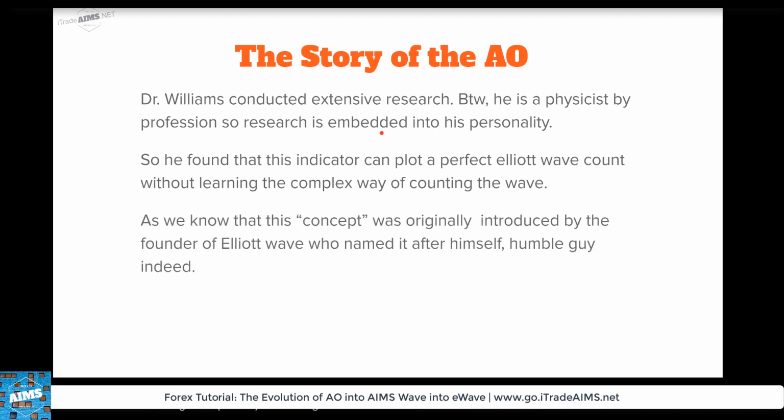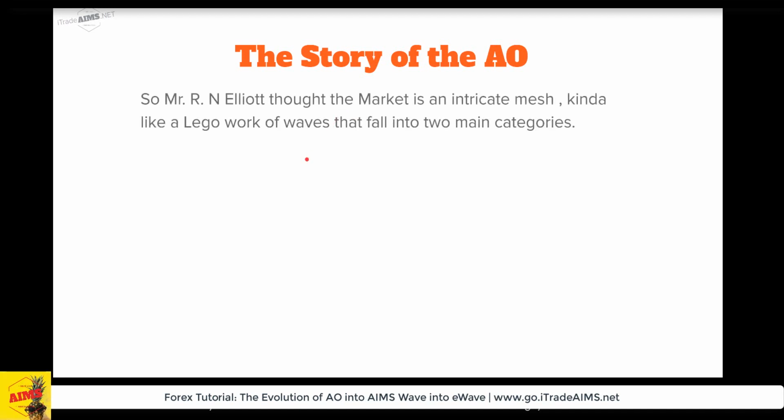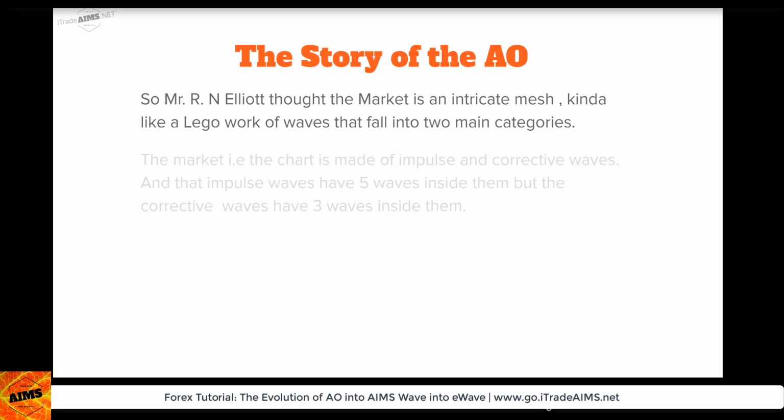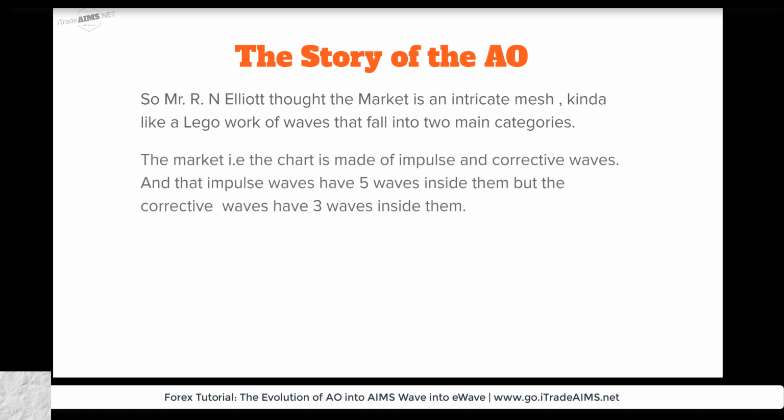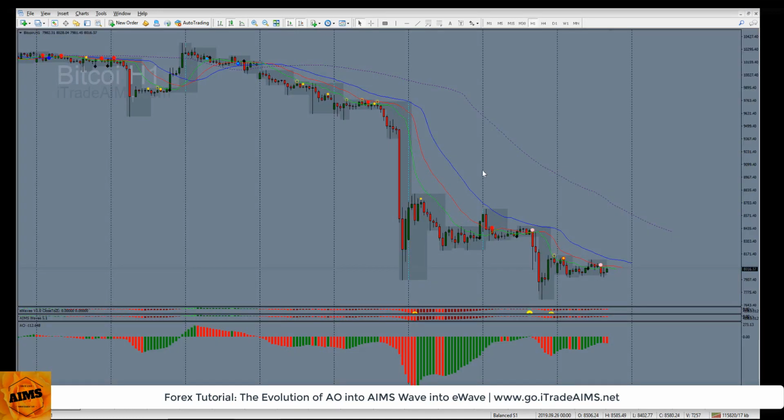As we know, this concept was originally introduced by the founder of Elliott Wave, who named it after himself, the humble guy indeed. Mr. R.N. Elliott thought the market is an intricate mesh, kind of like a Lego work of waves that fall into two main categories. The market, that is the chart, is made of impulse and corrective waves.